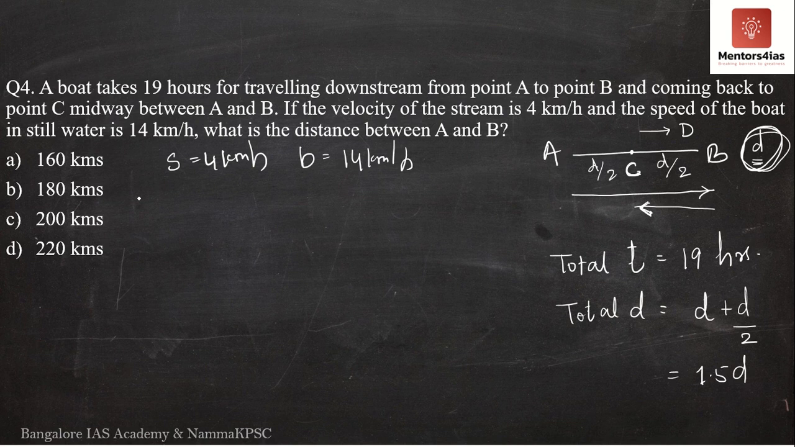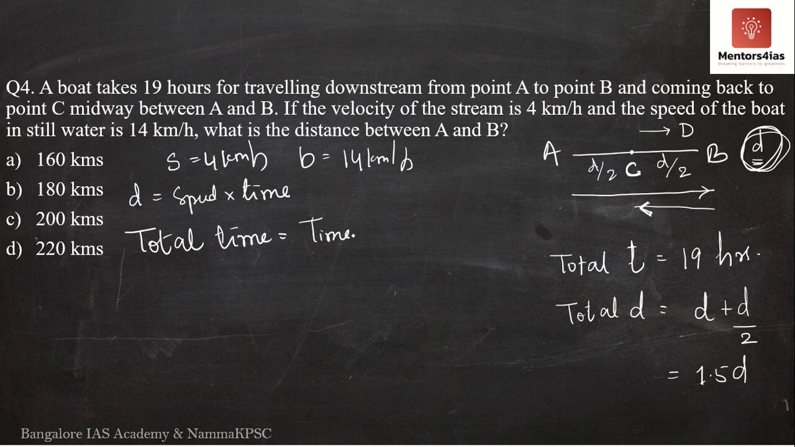Now, in order to find distance, we have to obtain the product of speed into time. Speed into time. Now, do we have the total time taken? Yes, we have the total time taken, which is 19 hours. Now, can I write the total time taken to be the time taken to travel from A to B and the time taken to travel from B to C? Correct? The total time is nothing but the time taken to travel from A to B and from B to C.